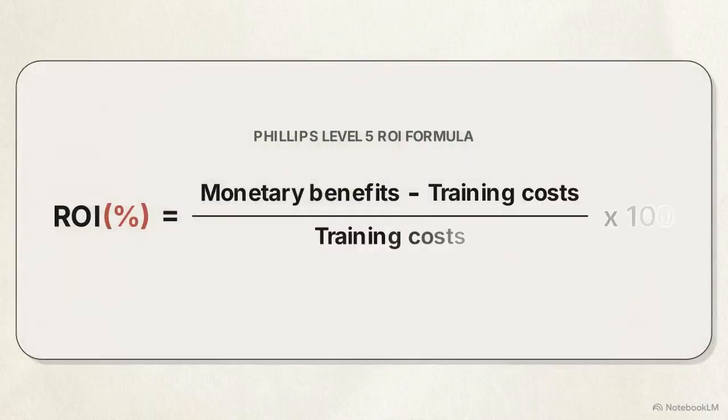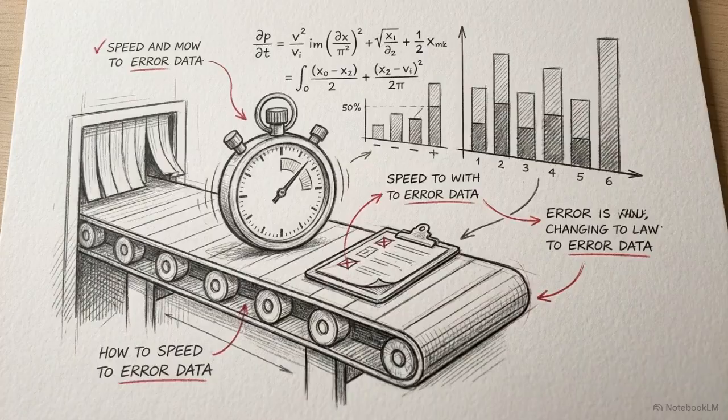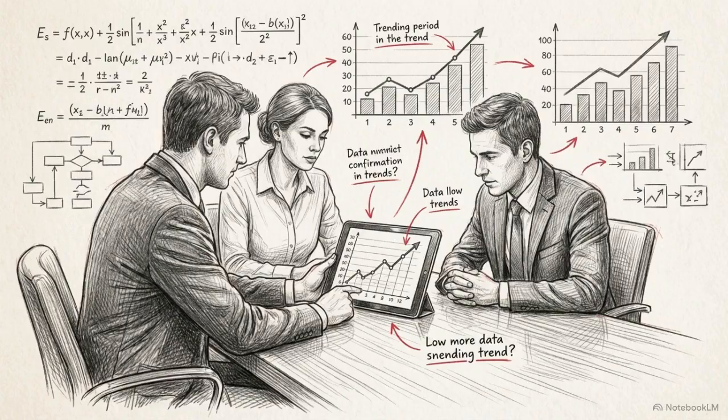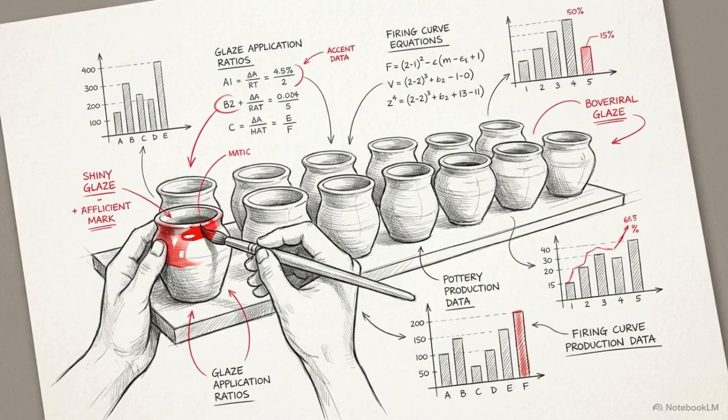This is the Phillips Level 5 ROI formula. To solve it, we have to isolate 2 specific variables: monetary benefits and training costs. Finding those numbers requires isolating a measurable performance factor, like production speed or error rates, based on what your stakeholders actually expect the training to improve. Let's apply this to a case study. Imagine a pottery business that wants to accelerate its production by teaching its staff a new, faster glazing technique.